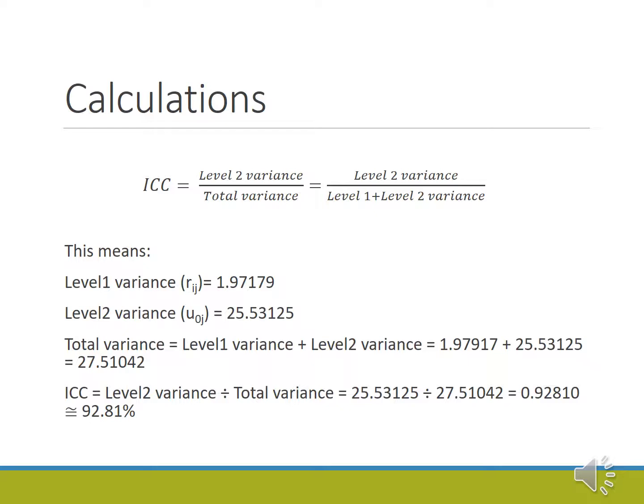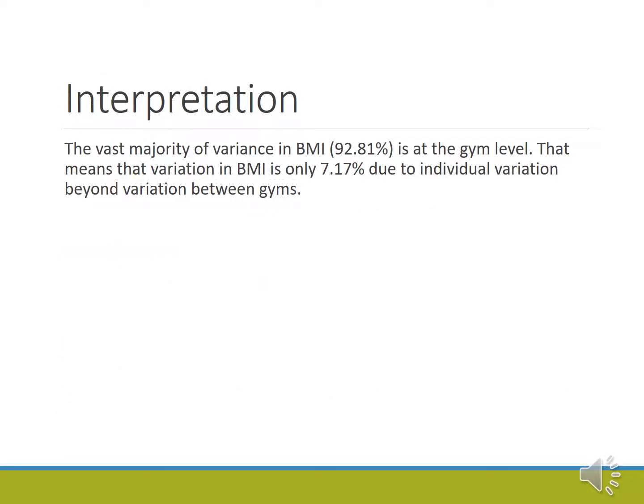I want to point out again that these are fake data. These were created with a very specific purpose in mind to show extreme conditions. So you will most likely never see an ICC that is high up to that level. I don't think in my real data I've seen anything above 30%.